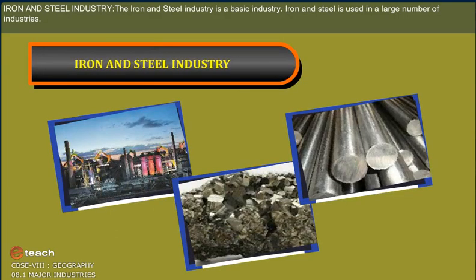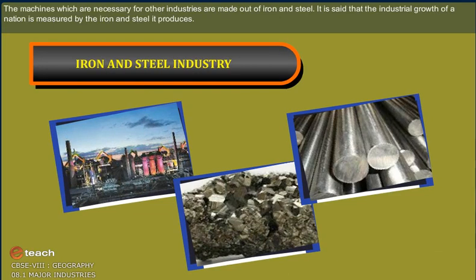Iron and steel industry. The iron and steel industry is a basic industry. Iron and steel is used in a large number of industries. The machines which are necessary for other industries are made out of iron and steel. It is said that the industrial growth of a nation is measured by the iron and steel it produces.